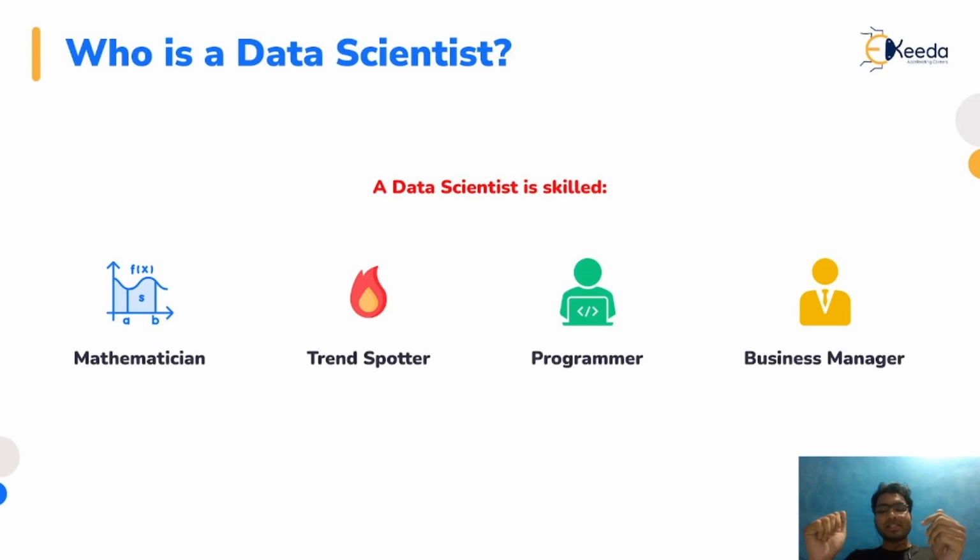And lastly is business manager. When I say business manager, it does not mean that a data scientist should take the decisions of businesses, but at least he should be a kind of proxy business manager. I mean that whatever analysis he has done based on the data, he should be able to communicate those results to a business manager, to stakeholders. That is why a data scientist should be a kind of business manager.